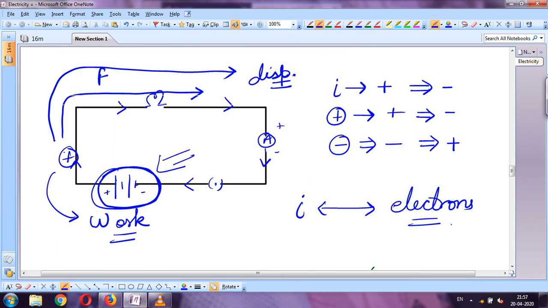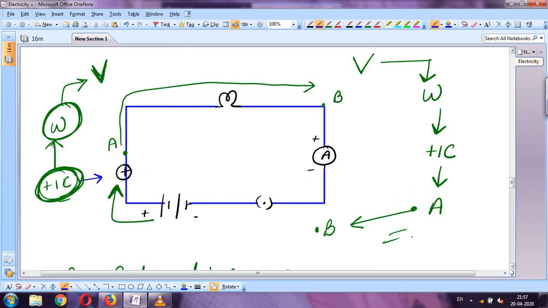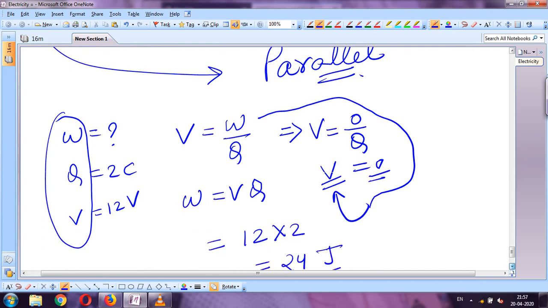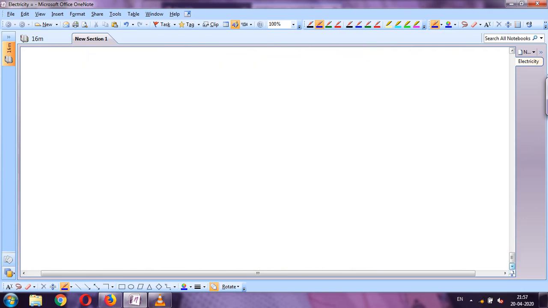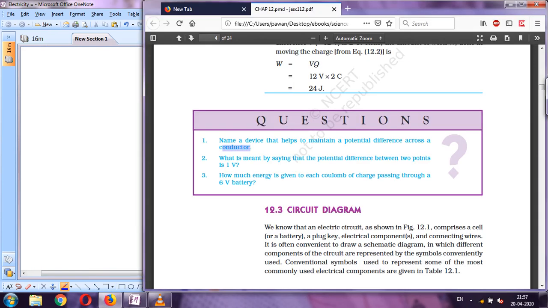Remember, we studied. See here. This work was done by the battery. So what is required, children? To maintain potential difference, a battery is required. Okay, so this will be the answer of the first question.